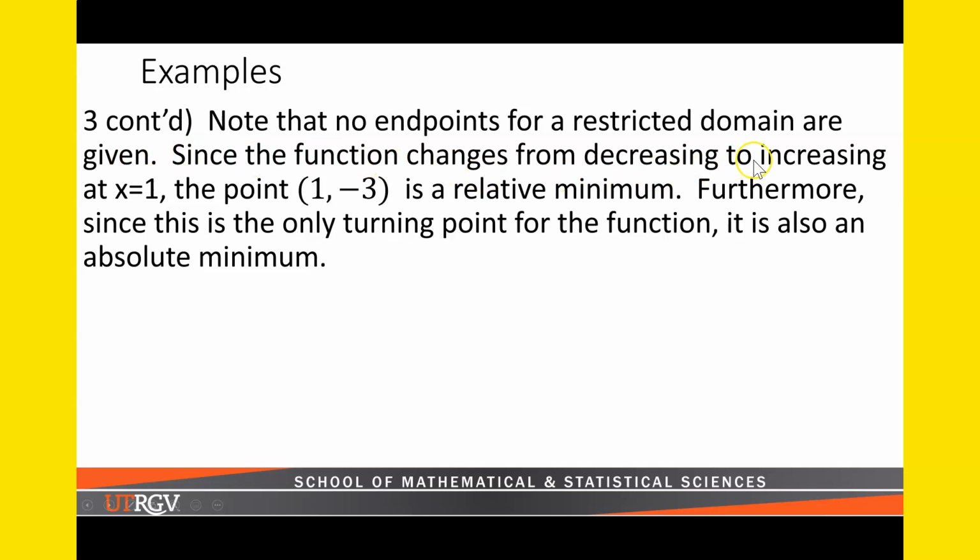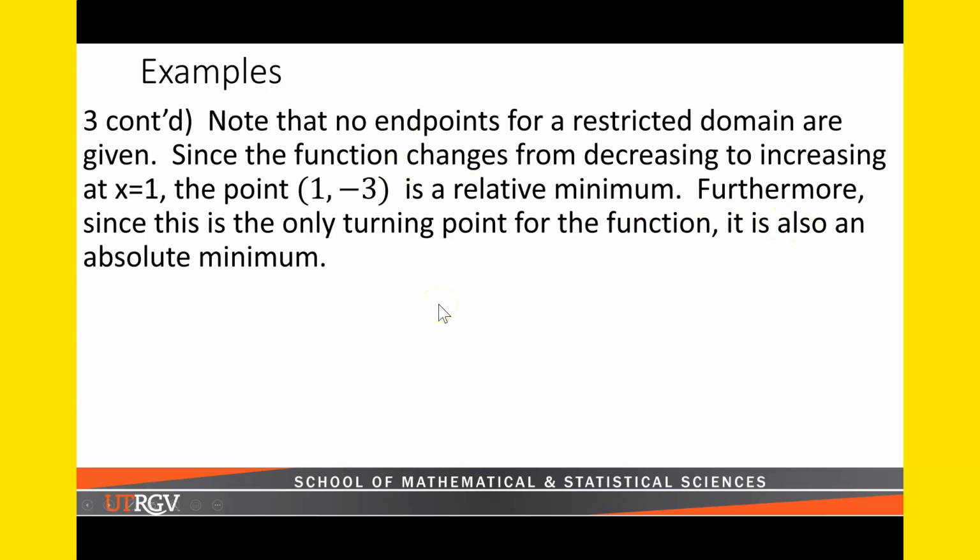Since the function changes from decreasing to increasing at x equals 1, the only time it can change from decreasing to increasing is at a local minimum, a relative minimum. That means (1, -3) is a relative minimum. We now know that. And all we had to do was algebra. We didn't have to graph it in our calculator or see a graph or anything. Furthermore, since this is the only turning point for the function, it is also an absolute minimum. So there was no other turning point.